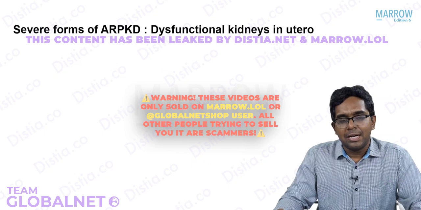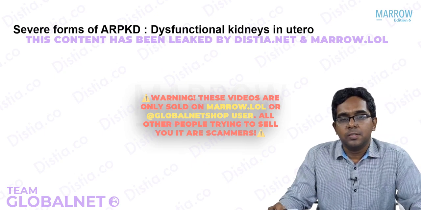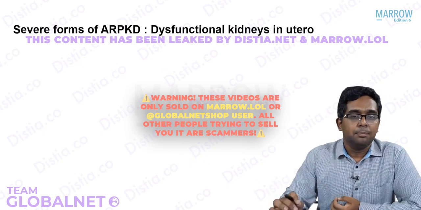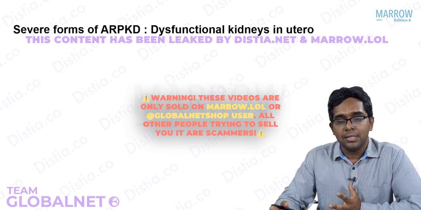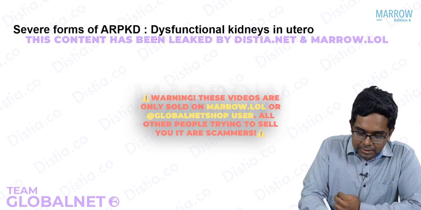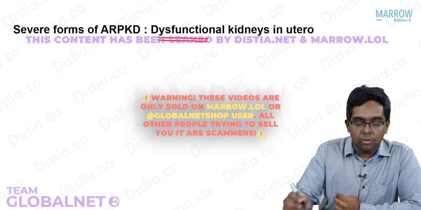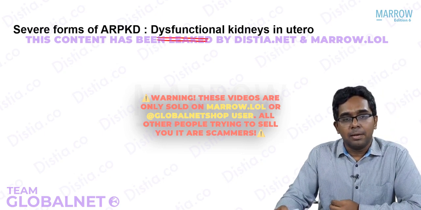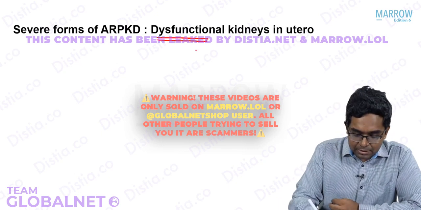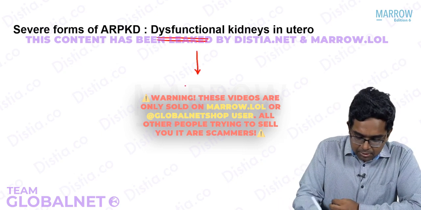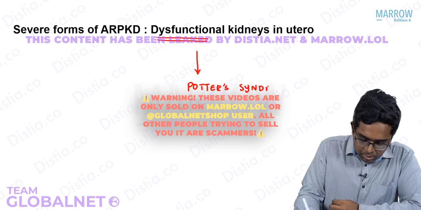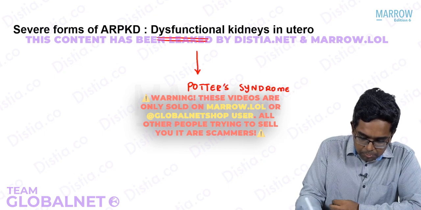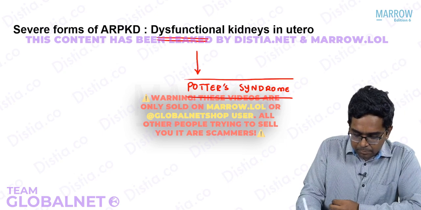You should also know that in severe forms of autosomal recessive polycystic kidney disease, the problems can start from the in utero period, wherein both the kidneys of the fetus become dysfunctional or non-functional. So what happens? This results in a set of problems called Potter's syndrome. I am going to explain what Potter's syndrome is in detail.